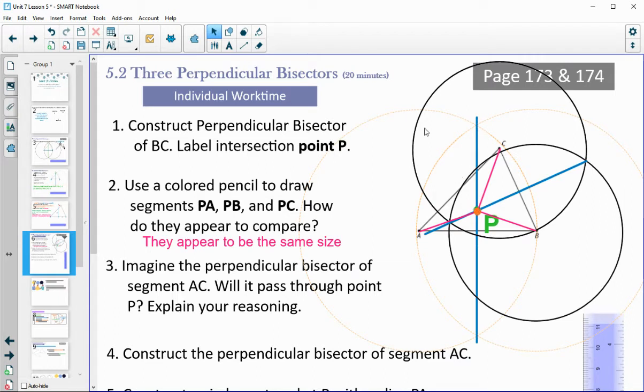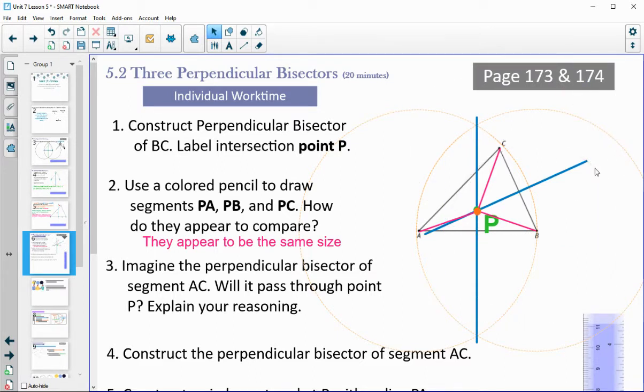And then if we make another perpendicular bisector, we know that this point would be the same distance from A as it is from C. Well, we already talked about that all of those pink segments need to be equal. So this point would have to also be on the perpendicular bisector of AC. So go ahead and then actually construct that.